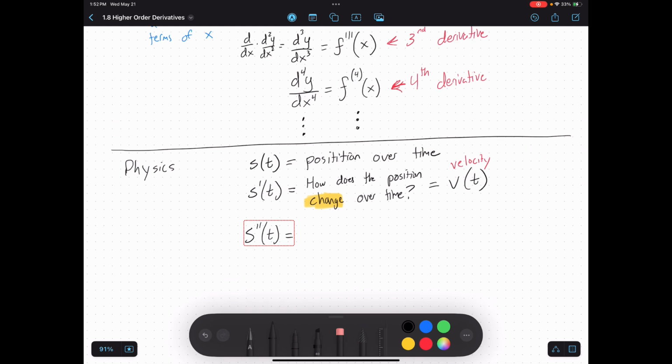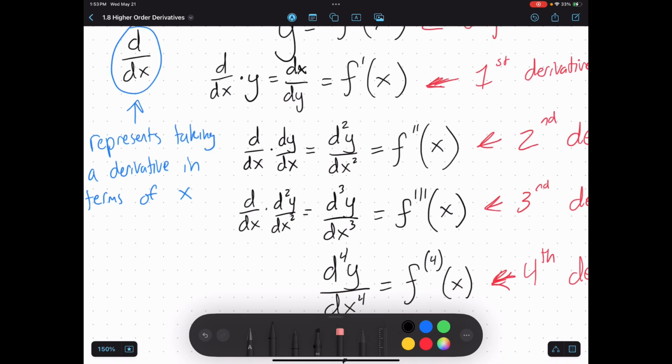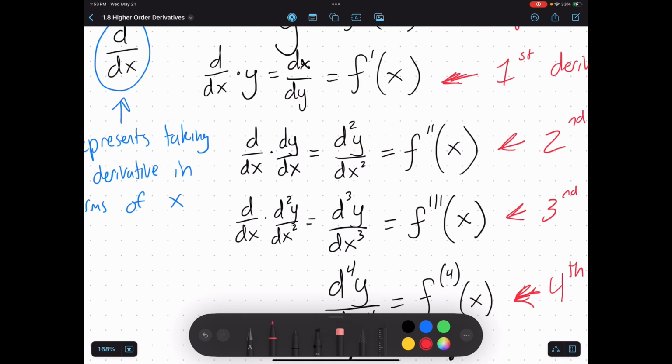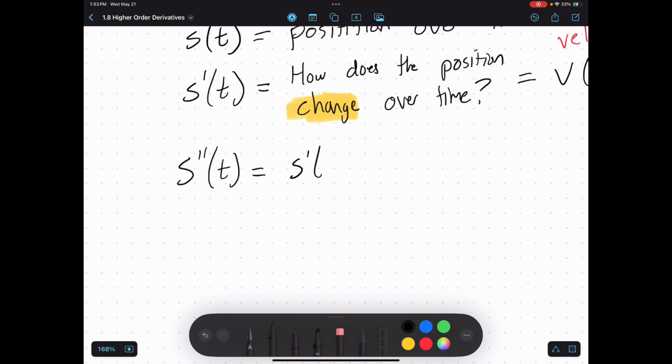Well, how did we get that second derivative? We got the second derivative by taking the derivative of the derivative. I want to highlight this right here, right? That's how we got the second derivative. We took the derivative of the derivative. That's what this represents. This isn't the best notation, but this is just me showing that I'm taking the derivative of the derivative. Well, what's the derivative of position? It's velocity. So this is really just the derivative of my velocity function, right? It's the derivative of the derivative, and the derivative is velocity. So it's the derivative of velocity.